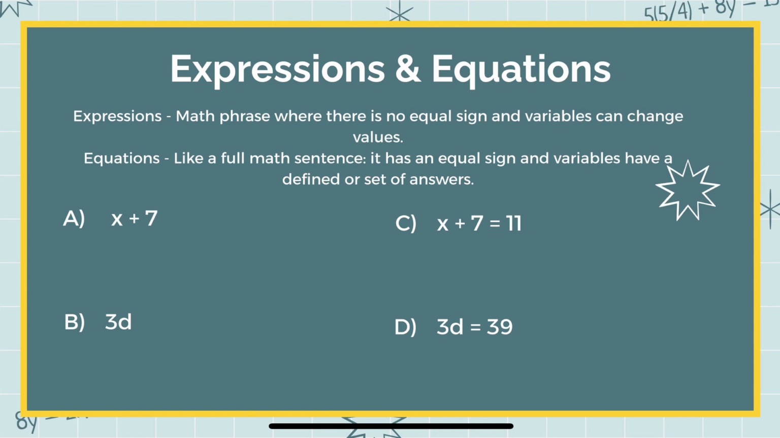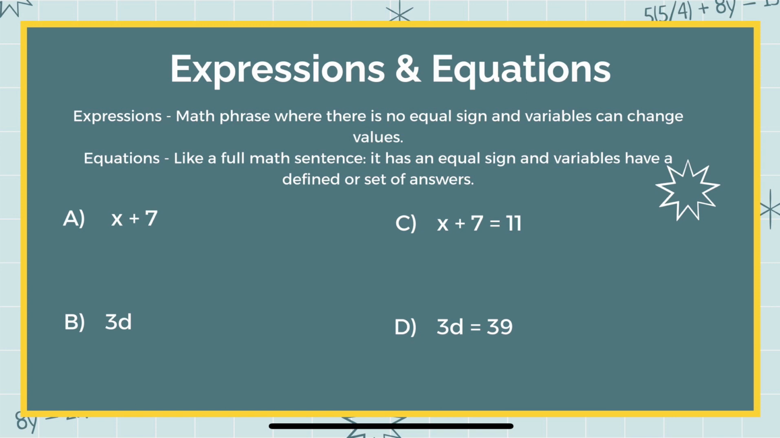Example B here, we have 3d. So whenever you have a number right next to a variable, it means multiplication. So if d equals 11, we will plug that in, 3 times 11, and we will get 33. So again, A and B are expressions. Now let's talk about C and D, which are equations.